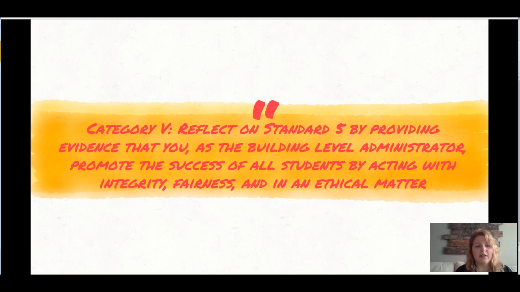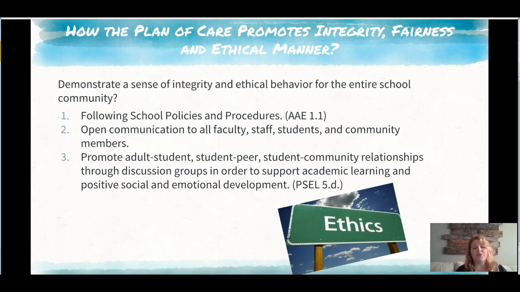Our last category is category 5, and we're going to reflect on standard 5, promoting the success of all students by acting with integrity, fairness, and in an ethical manner. So our first one, we're going to talk about the school community. Following our school policies and procedures, having open communication, and promoting group discussions all create an atmosphere of positive social and emotional development and increased academic learning. The entire school, the entire community, parents, teachers, and faculty are all a part of this. If we do not have them involved in these relationships, then it is hard to promote that learning.